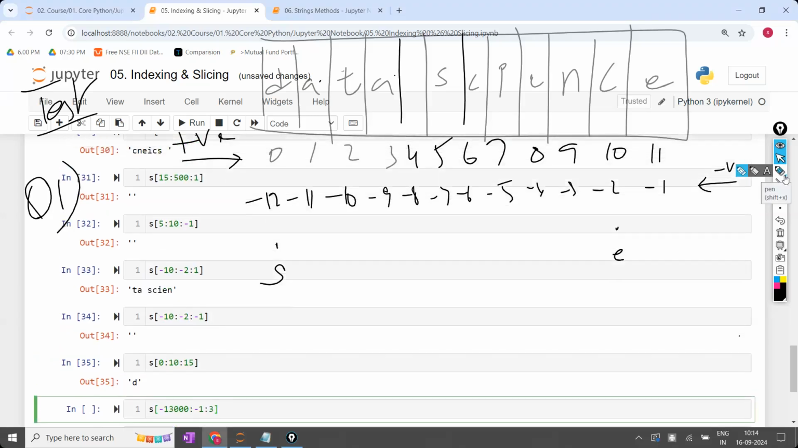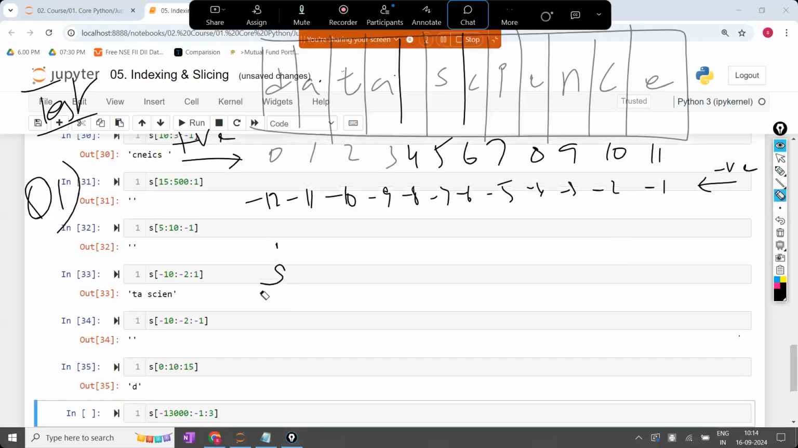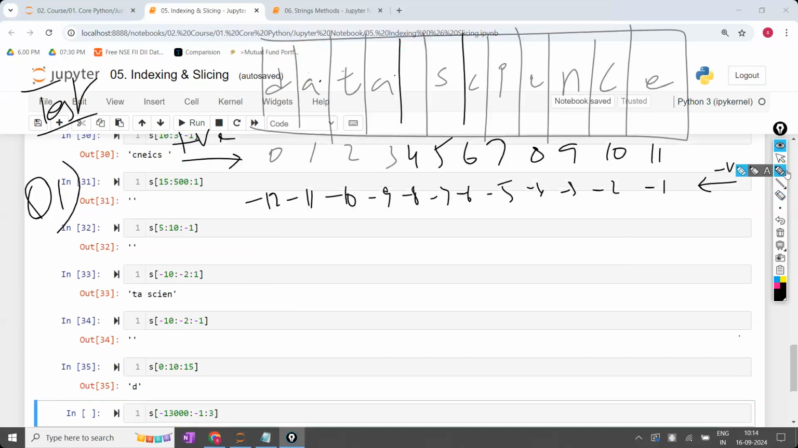Now this one, S of minus 13,000. S of minus 13,000 means somewhere outside here. Minus 1, where is minus 1? Here. And what is the direction? Positive direction, with the increment of 3. So from this direction, every increment of 3, starting with what and ending with what? Starting with minus 13,000, that number is not available. Literally it is equal to 0.